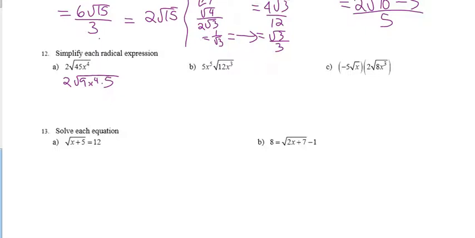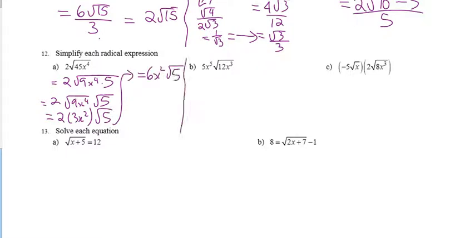So what I'm going to do is write this as a product of things which have square roots. So 45 is 9 times 5. 9 has a square root. X to the 4th has a square root. 5 doesn't. This has a square root, so I'm going to actually take its square root. So we get 6x squared root 5.